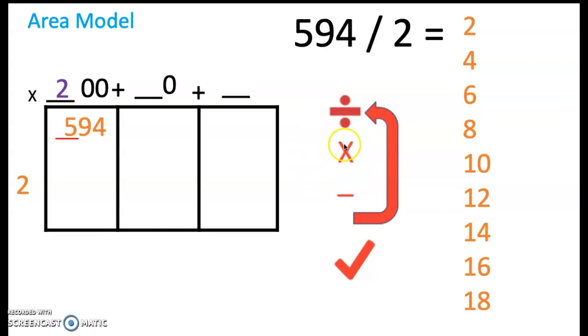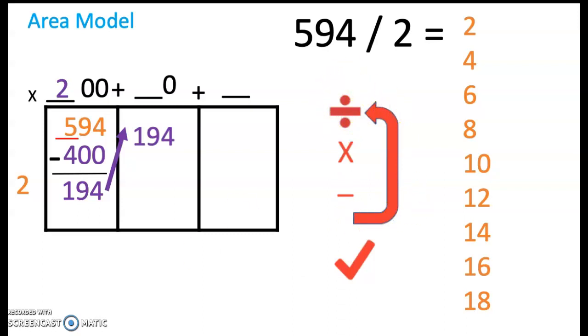Now I go on to multiplication. 200 times 2, or 2 times 2 plus 2 zeros, gives me 400. Then I know I subtract. That would leave me over with 194, which I'll bring over into my next place value. So now we're ready to repeat back to division.